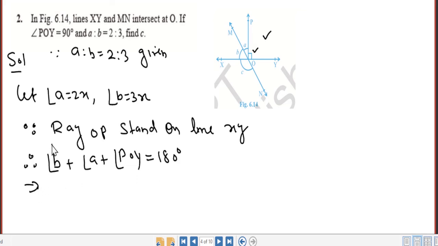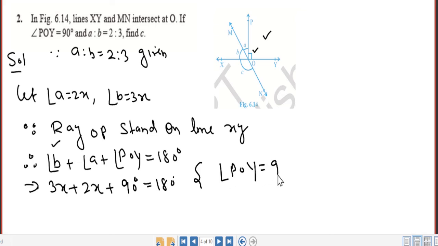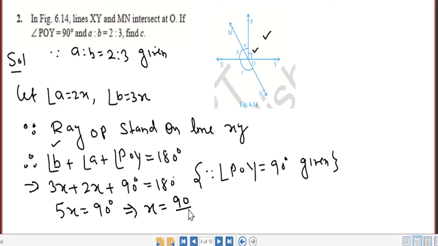Now in place of B we write 3x, in place of A we write 2x, and POY is 90 degree, already given. Give proper reason. So this is 5x is equal to 90 degree. Now divide 90 degree by 5. Tell me the answer. 18 degree. So x is equal to 18 degree.